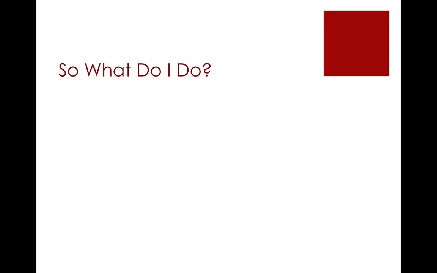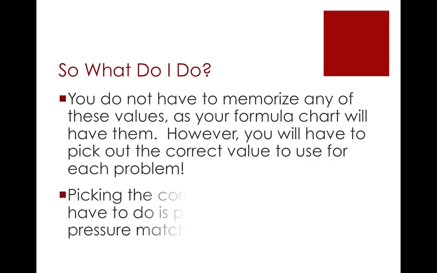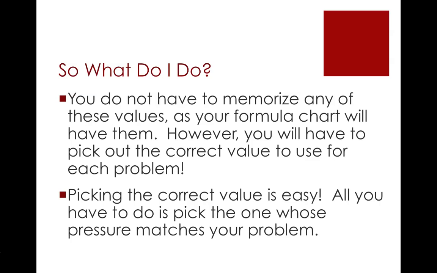So what do you do? First of all, you do not have to memorize any of these values. I will always give them to you. Your formula chart will have them. But you will have to pick the correct value. If you pick the wrong one and use it, you will get the wrong answer. Picking the correct value is easy. All you have to do is pay attention to the pressure in the problem and pick the one that matches it. If your problem gives you millimeters of mercury, then you're going to use one value, but if it gives you atmospheres, you'll use a different one.